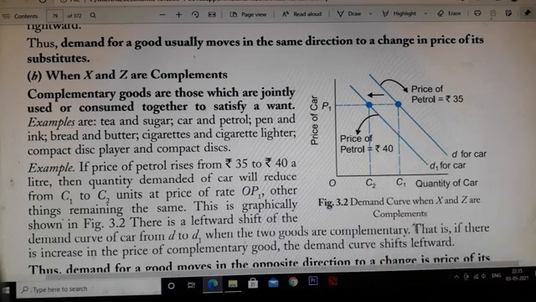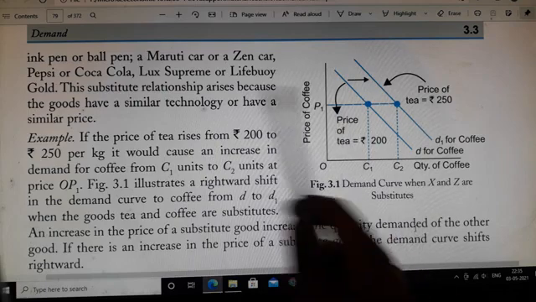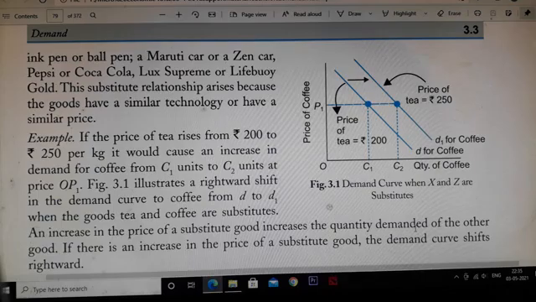So this is just an example of the backward shift. I want you to make both the forward and the backward shift. Even for the substitutes we have just looked at the forward shift. I want you to make the backward shift as well. Okay, backward shift could be if the price of tea falls, then obviously we will demand less of coffee, we will switch over to tea. So there will be a backward shift in the coffee if the price of tea falls down.